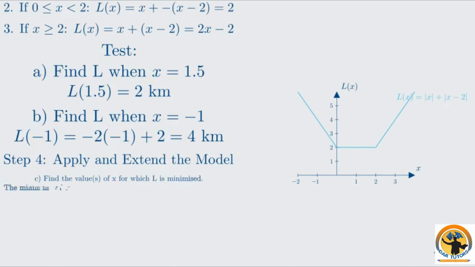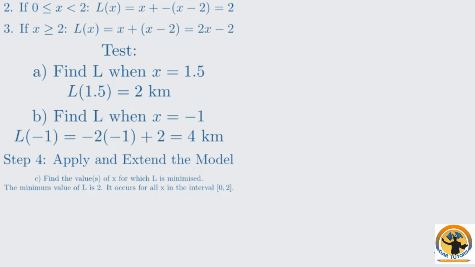Reflecting on the model, we can clearly see the minimum value of L is 2. This minimum occurs for any value of x in the interval from 0 to 2, inclusive. This means the house can be built anywhere between the water and gas points, and the total pipe length will always be the same, 2 kilometers. This is a very useful conclusion for the builder. We have successfully used the modeling cycle to solve a practical problem. In the next section, we'll dive deeper into linear models.